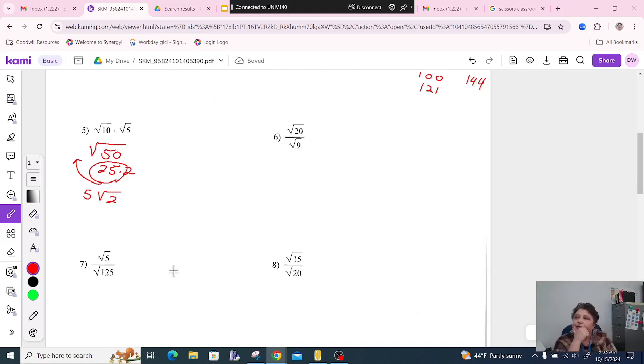Over here, I have square root 20 and square root 9. I already know the square root of 9. What's the square root of 9? 3. Square root 20 is 4 times 5. So this 4, I can take the square root, so it's 2 square root 5.